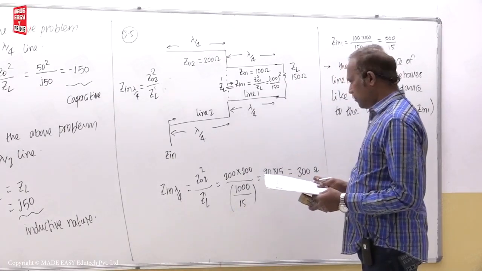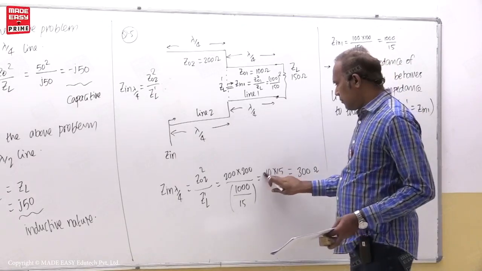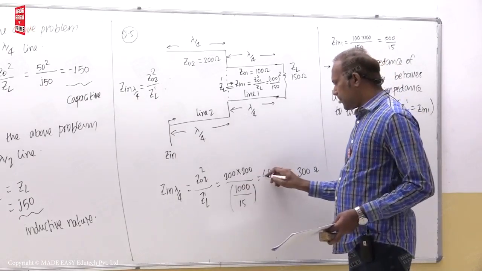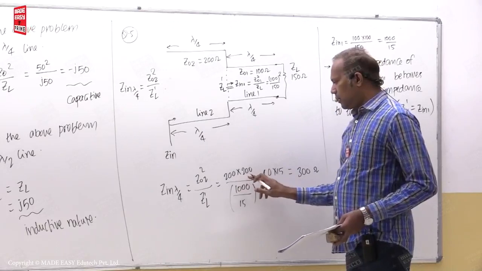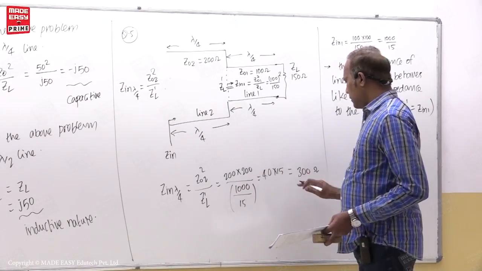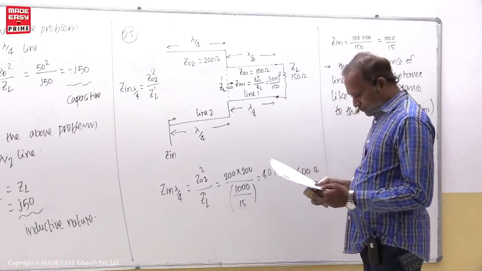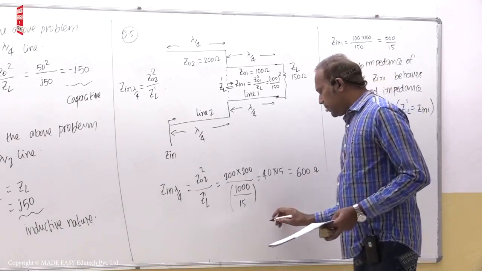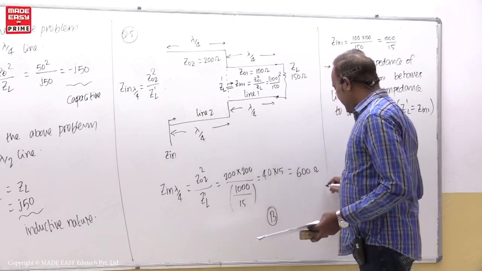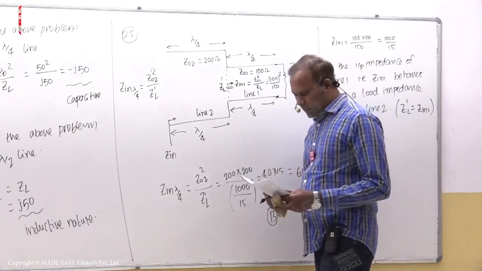Print miss. No students, here no 4 is there. 2 into 2 is 4 and 1 zero remains. 60 this is. 600 ohm. Option A. The answer B it is. Right? Next question.